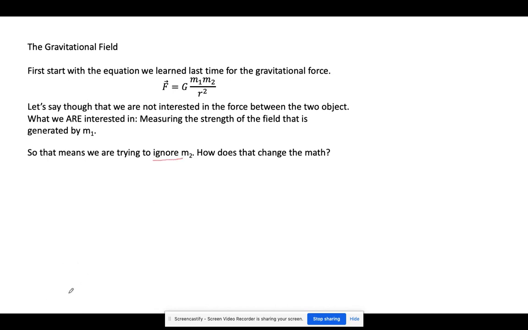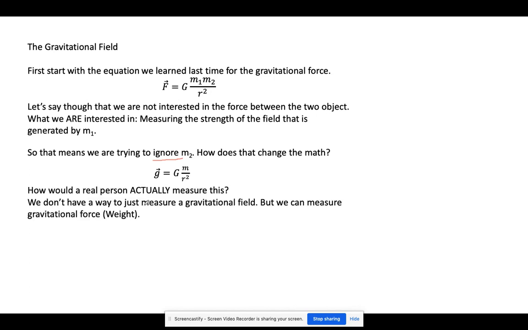ignore m2. Okay, and there's your equation. See this equation? g = G times m over r squared. It's almost the same equation, except this one only has one m in it, right? We ignored m2, and so now we just have one m. Otherwise, the equation is exactly the same, just with one m instead of two. Okay, but how would we measure this? So this little g with the arrow above it represents the gravitational field. Capital F, that's force. Little g with an arrow on it, that is the gravitational field.